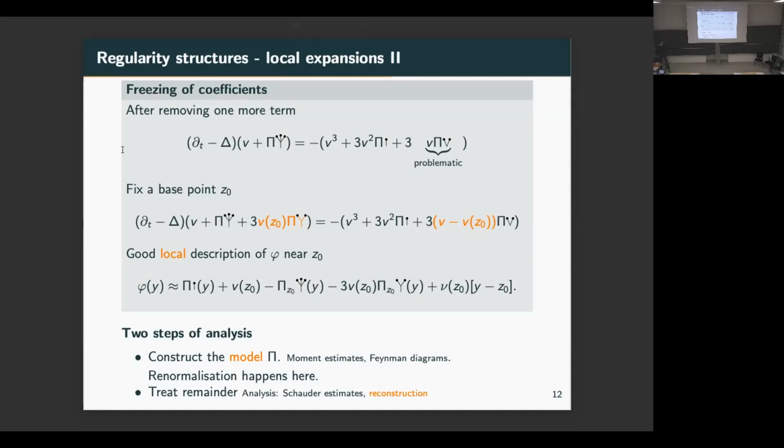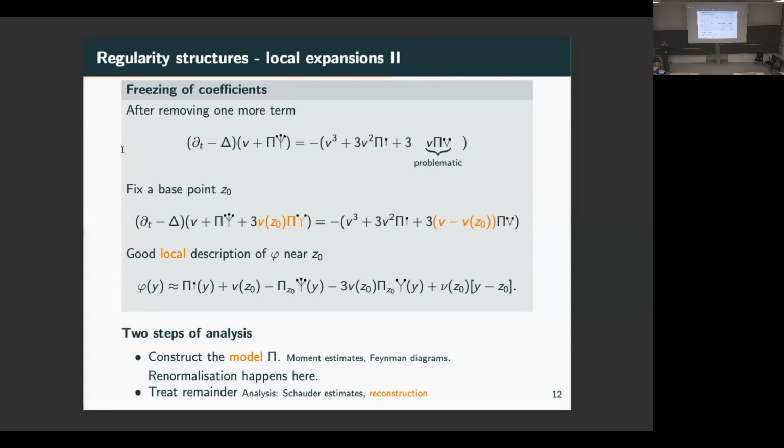And then once we are happy with all these objects, we can do analysis. So we treat the remainder. And here we use a completely different set of tools. I want to single out regularity estimates, so Schauder theory in particular, and the celebrated reconstruction theorem. This is what happens here.